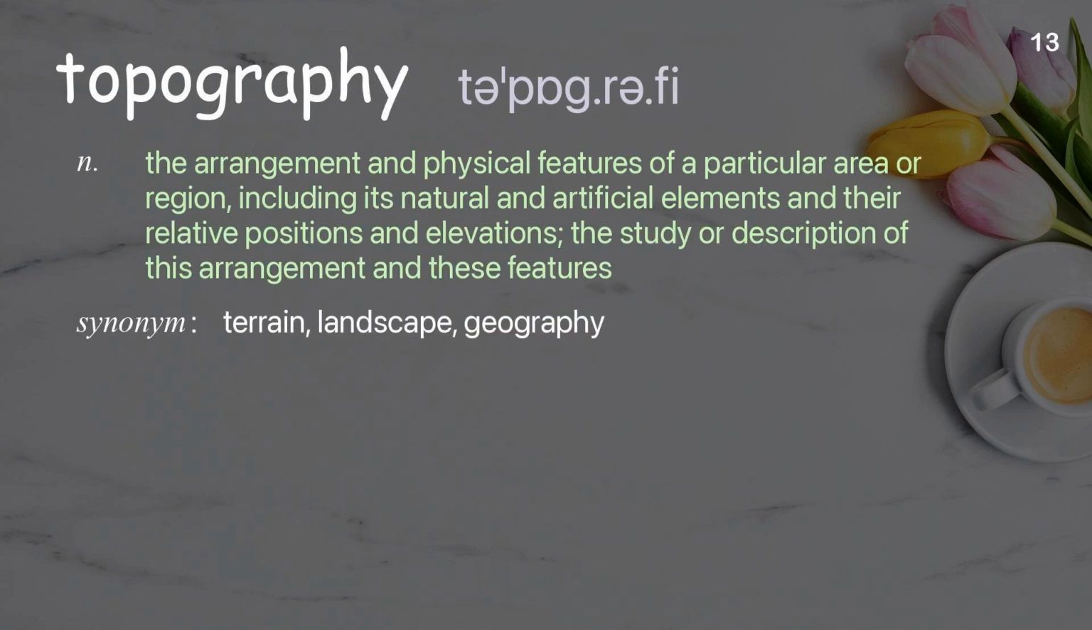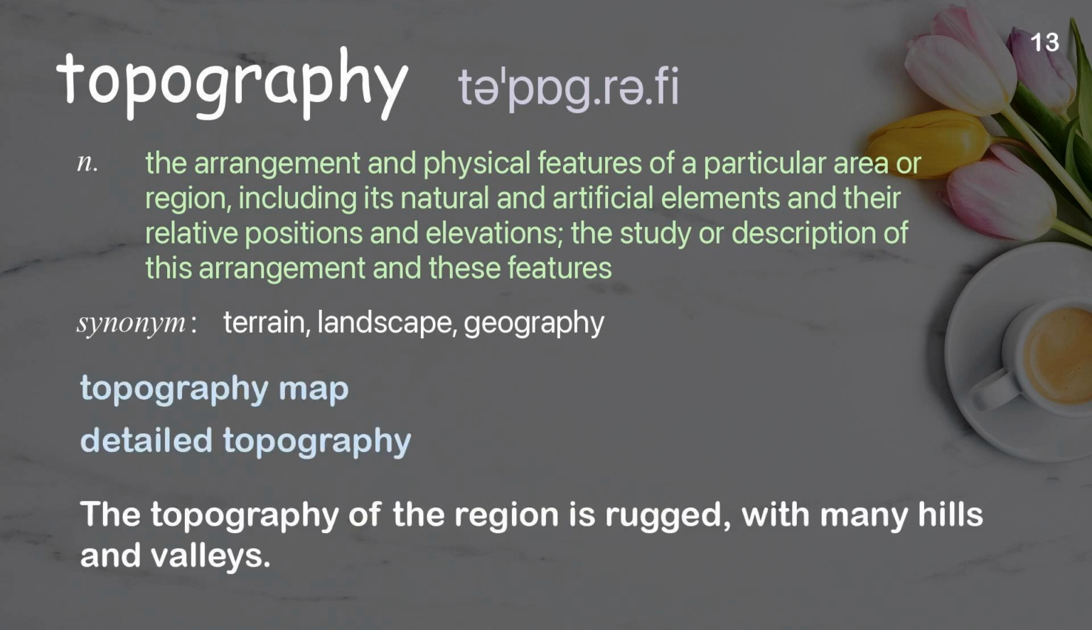Topography. The arrangement and physical features of a particular area or region, including its natural and artificial elements and their relative positions and elevations; the study or description of this arrangement and these features. Examples: Topography map. Detailed topography. The topography of the region is rugged, with many hills and valleys.